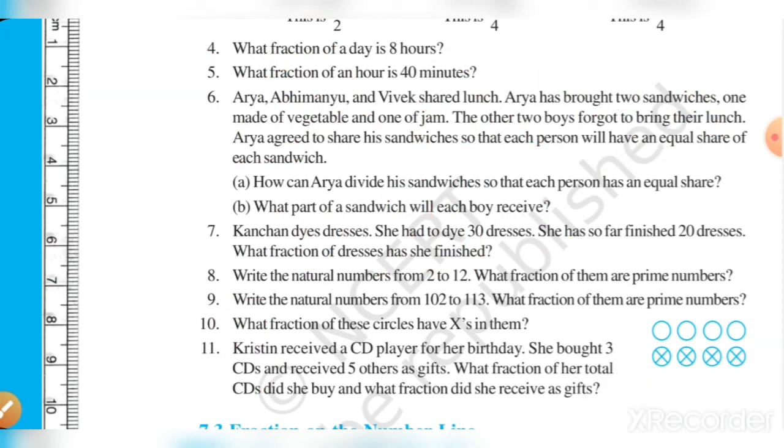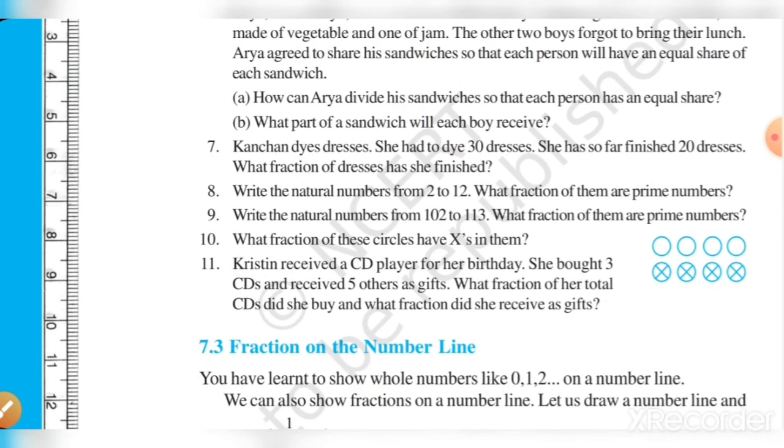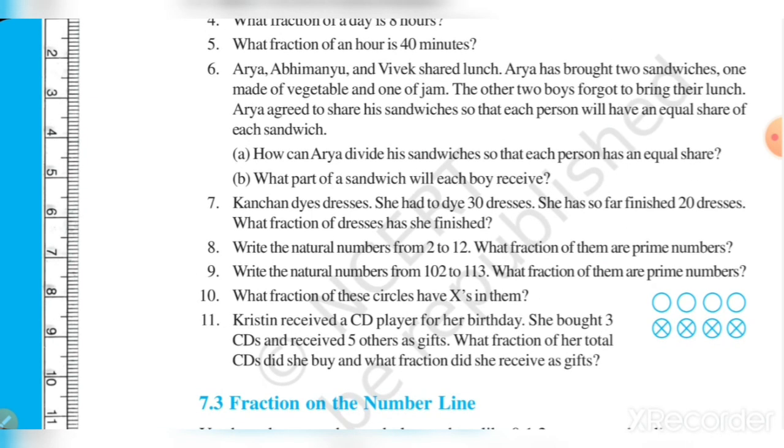Now question 9. Write the natural numbers from 102 to 113. What fraction of them are prime numbers? This you can solve on your own. Question 10. That also you have to solve. What fraction of these circles have x in them? Very easy. In this, let me give you one hint. You can convert it into simplest form.